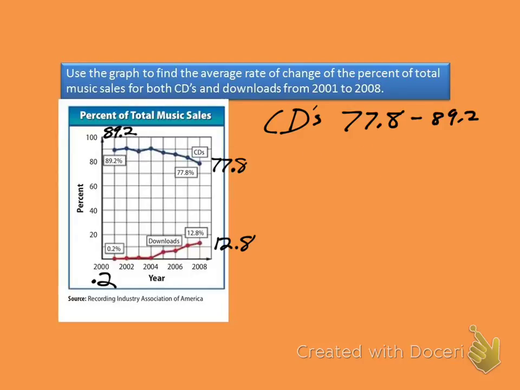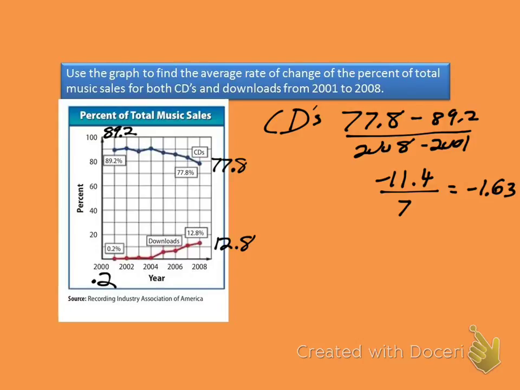So those are your Y's. You divide that by the change in years. So 2008, sorry, minus 2001. All right? So these are for CDs: 77.8 minus 89.2, divided by the years they go with, 2008 minus 2001. You should get a negative 11.4 up top, 7 on bottom, which equals about a negative 1.63.